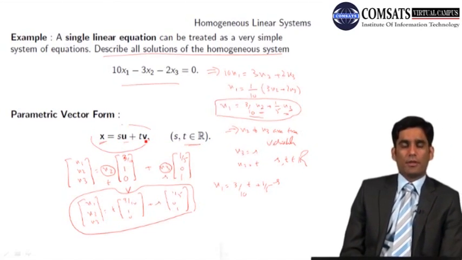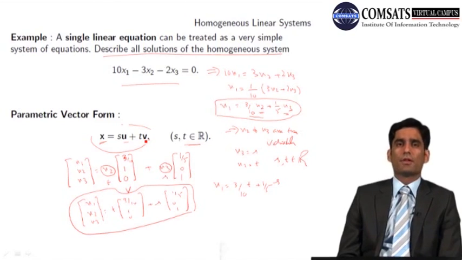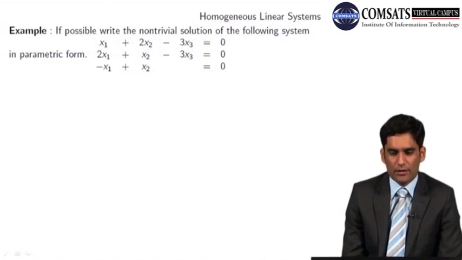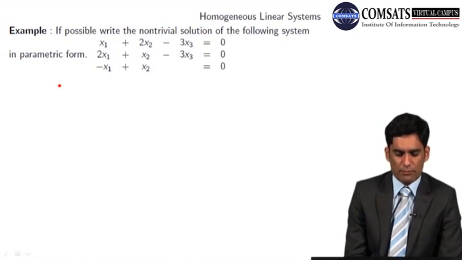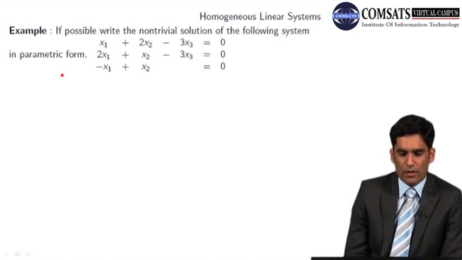So the important thing is that whenever we have a non-trivial solution of a homogeneous system of linear equations, we are always able to write down the solution in terms of the parametric vector form, as I have written in this case. So we have a homogeneous linear system. The example is: if possible, write the non-trivial solution of the following system in parametric form.